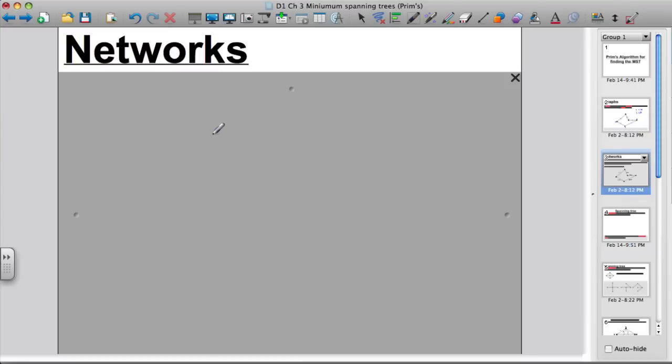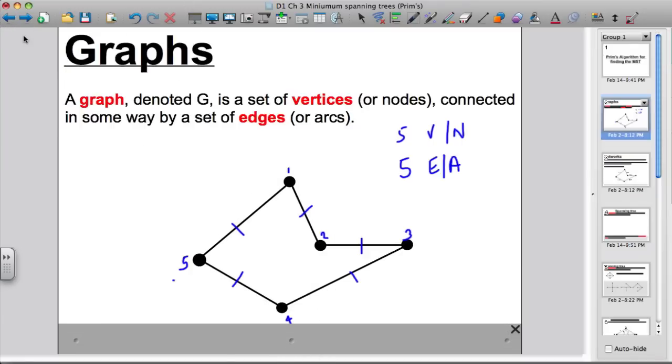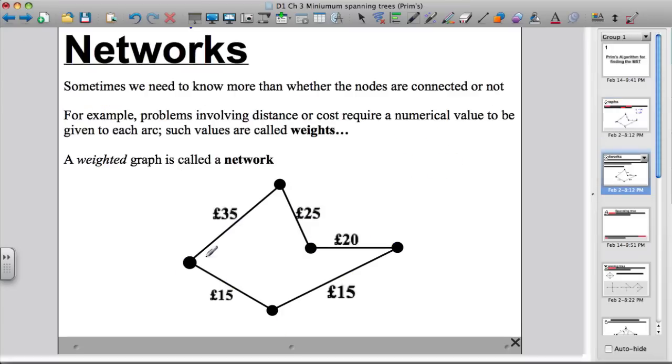Well, what's a network then? A network is a type of graph. The only difference is that the arcs, the connections, have certain weights assigned to them. So for example, the same graph as we had before, but this time I'm saying to connect that node to that node costs you £35, that node to that node costs you 25. Now these weights could be anything. They could be costs, like costs of cables, or it could be distances travelled, etc. So all a network is a weighted graph.